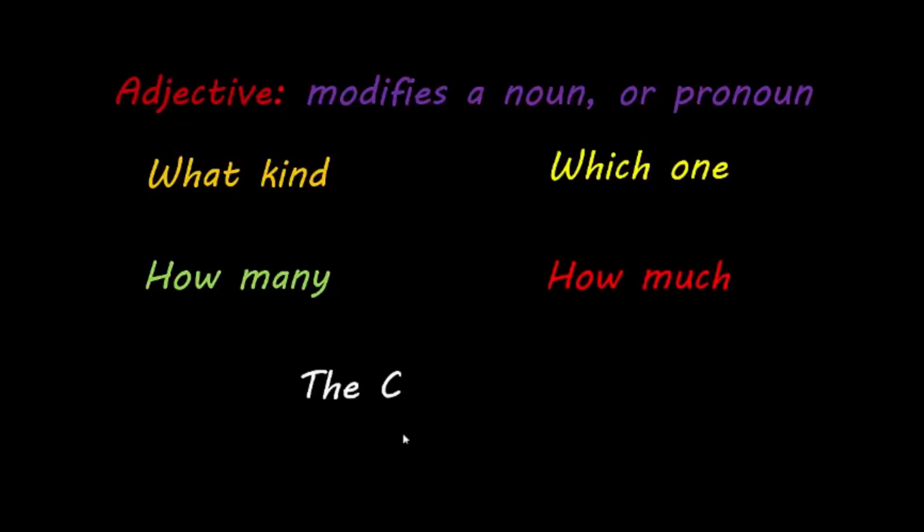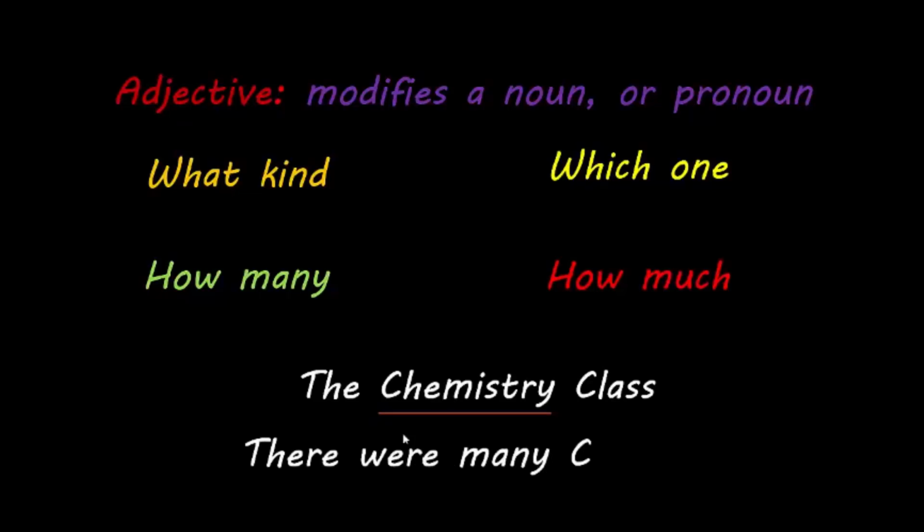An example of this would be the chemistry class. So what type of class is this? It is a chemistry class. Then you have, there were many classes. How many classes were there? There were many classes. So many would be your adjective in this example.